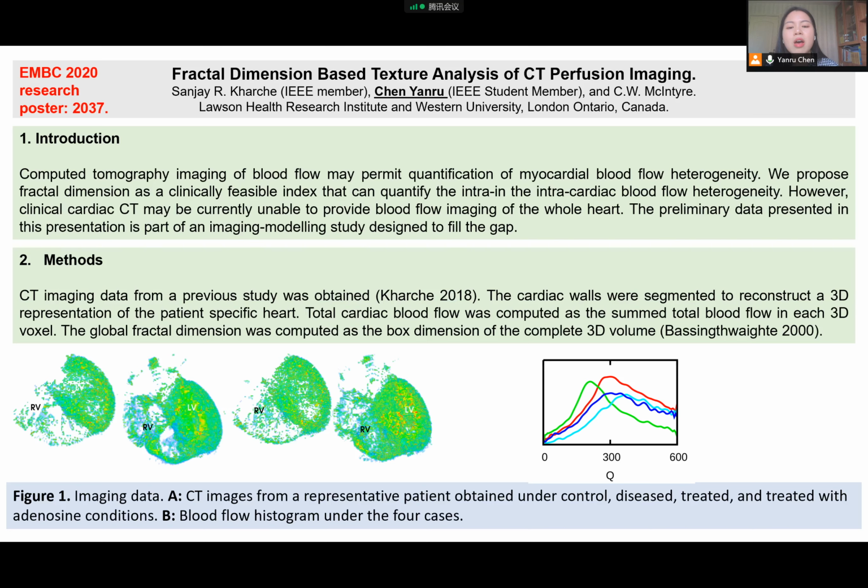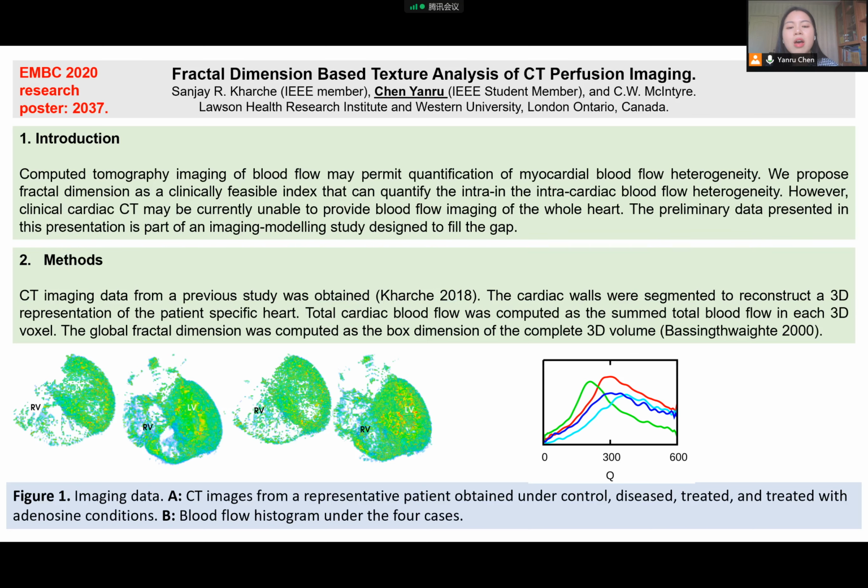We propose fractal dimension as a clinically feasible index that can quantify the intracardiac blood flow heterogeneity. However, clinical cardiac CT may currently be unable to provide blood flow imaging of the whole heart. The preliminary data presented in this presentation is part of an imaging modeling study designed to fill the gap.